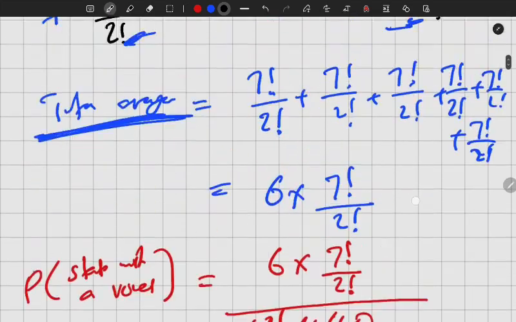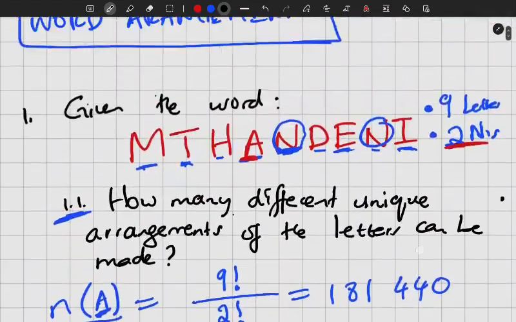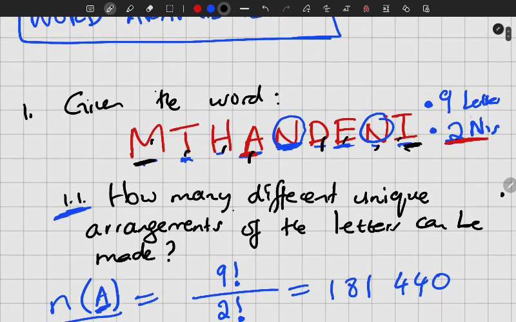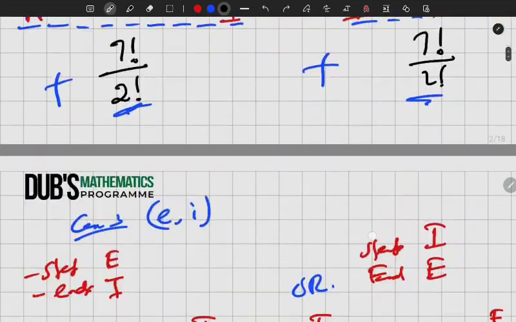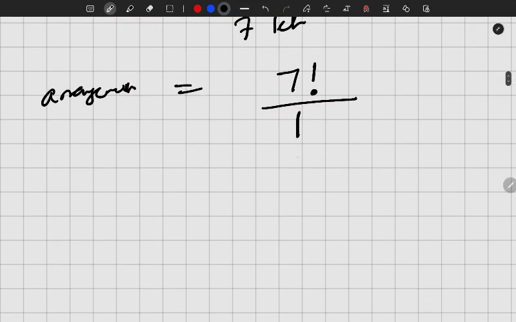Do we have any repeated letters now, if we're starting and ending with N? No. Why? Because N will now be at the beginning and at the end. So out of the remaining 7 letters, which are M, T, H, A, D, E, I, there are no repeated letters. Once we've used the 2 N's, they are no longer there. So we're not going to have anything in the denominator, or you can just divide by 1 factorial, or just by 1.